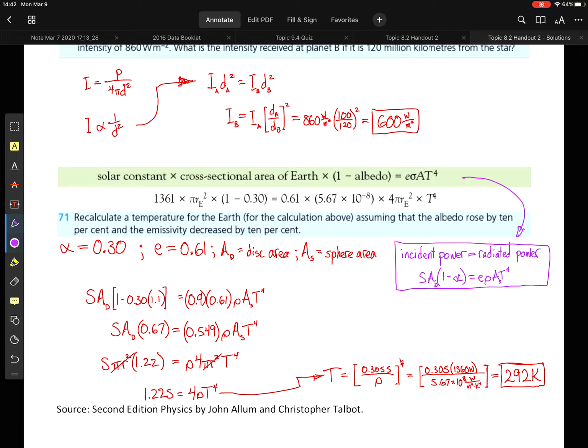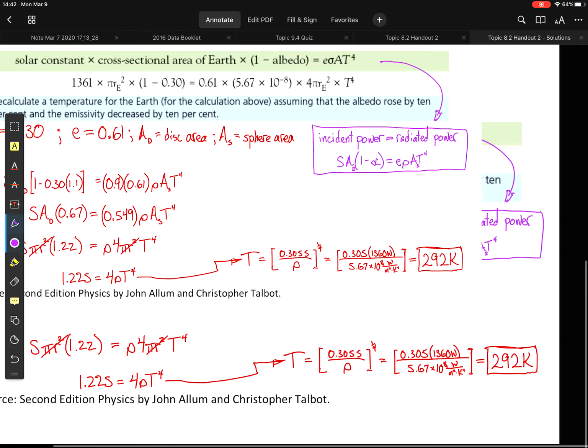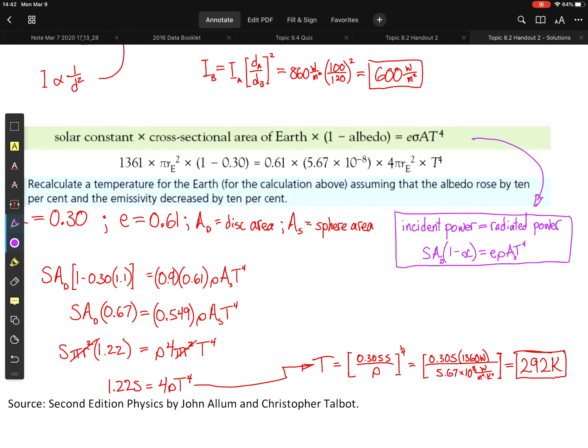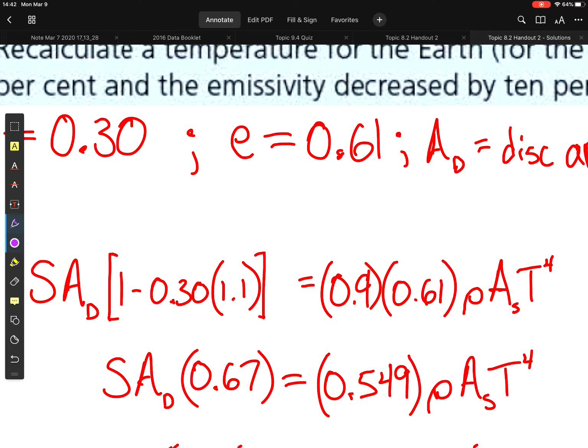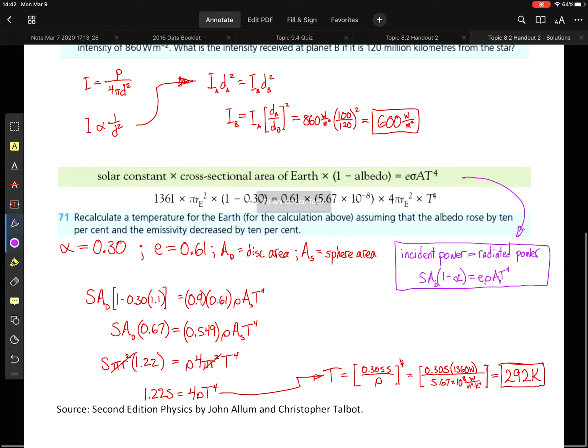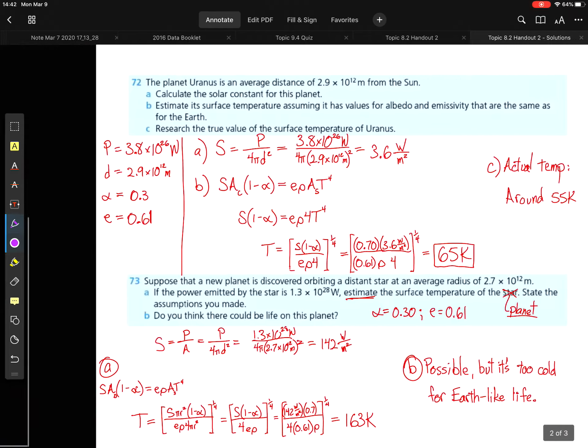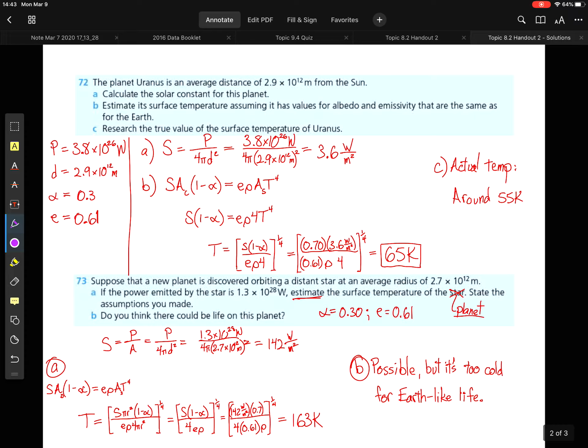Okay, so this, in theory, should be the temperature of the Earth if we change our emissivity and albedo by factors of 10% respectively, which I've done here when I was setting up the equation. So you can see albedo, 1 minus 0.38 times 1.1 and 0.9 times 0.61. So that's where I modified those values as required. I should have pointed that out earlier. Okay, so there is number 71.